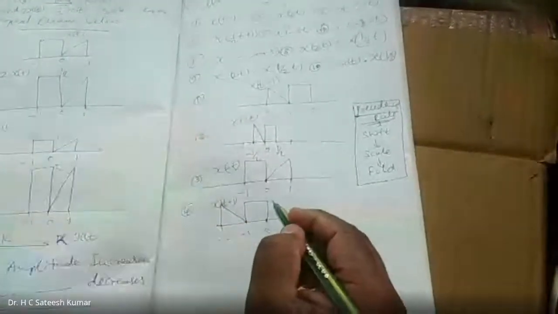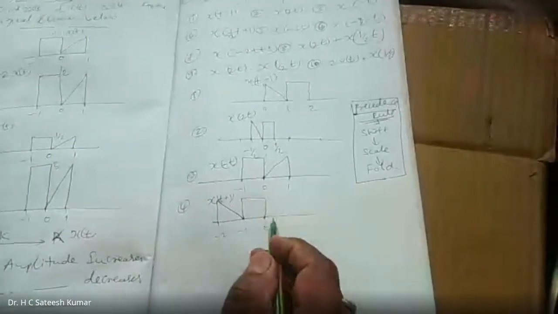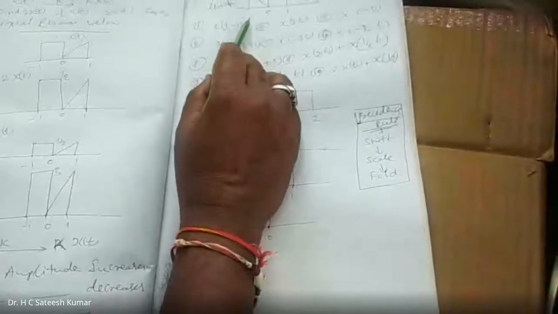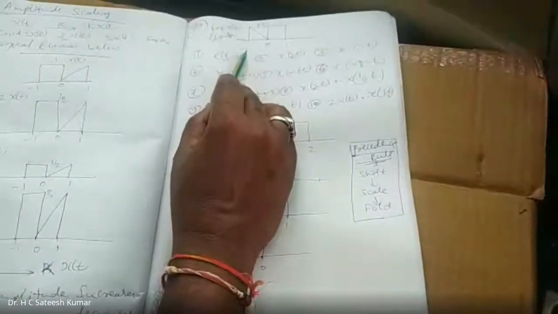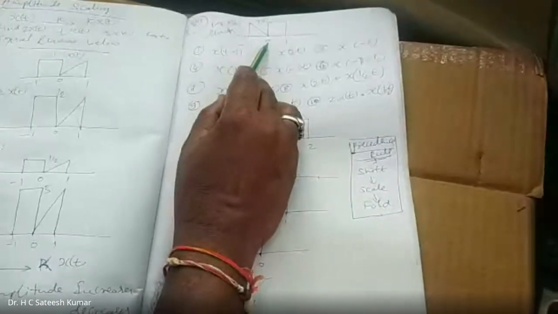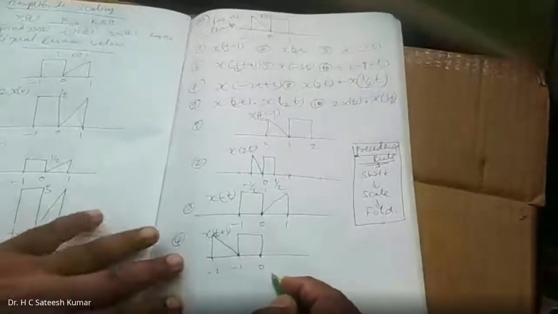Shift left by 1 unit. The whole thing is shifted left by 1 unit. Shifting left means subtract 1 unit. Minus 1 minus 1 is minus 2, 0 minus 1 is minus 1, 1 minus 1 is 0. So that is your x of t plus 1.